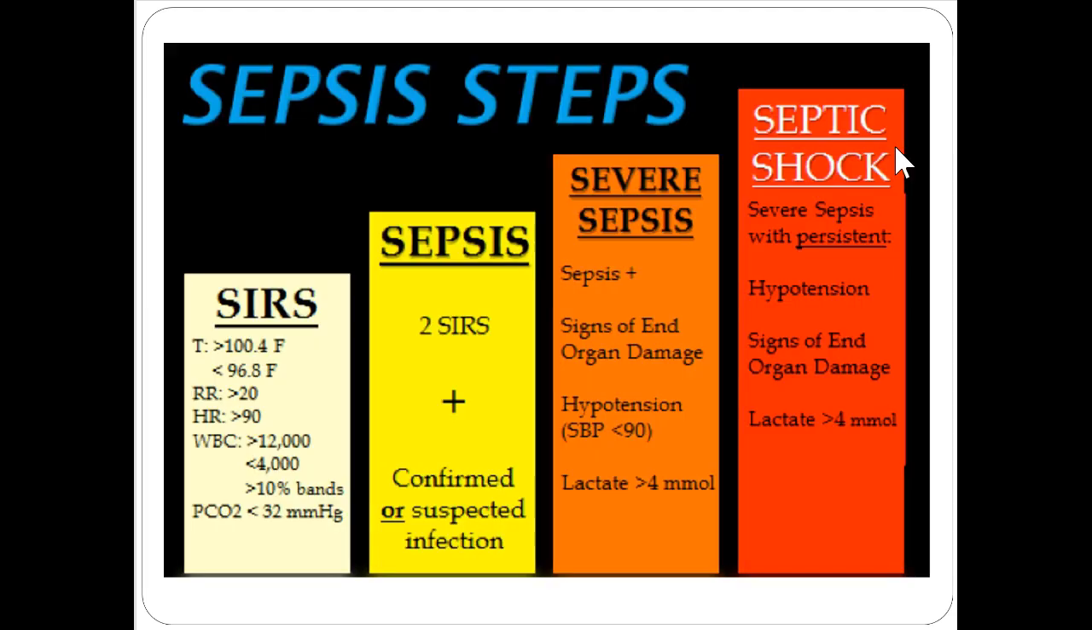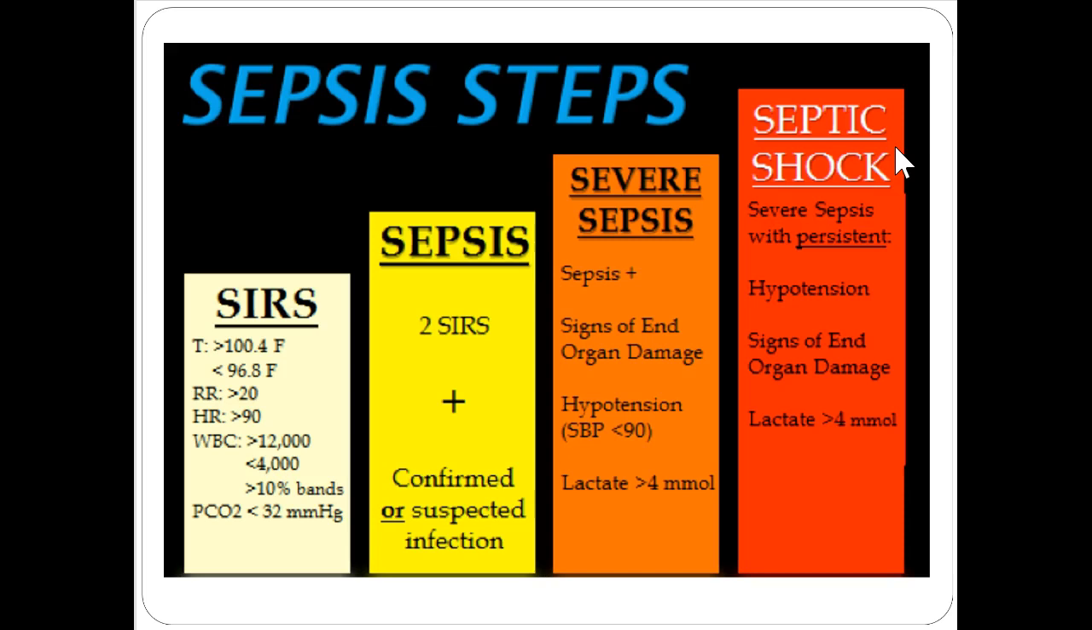This is just sepsis and what the definition is. There are SIRS criteria: temperature, respiratory rate, heart rate, and white blood cell count. Sepsis requires 2 SIRS criteria plus suspected infection. Severe sepsis is the sepsis criteria plus end organ damage, and septic shock is hypotension that's usually unresponsive to fluids as well. So you're giving fluid boluses, and the patient's not responding.